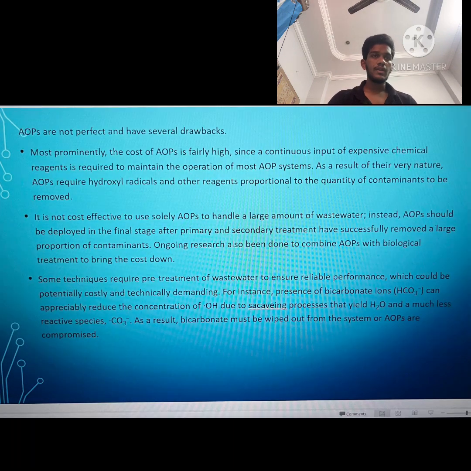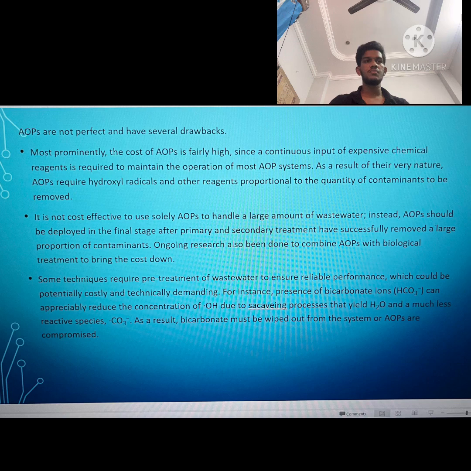Next, AOPs are not perfect and have several drawbacks. Most prominently, the cost of AOPs is fairly high since a continuous input of expensive chemical reagents is required to maintain the operations of most AOP systems. As a result of their very nature, AOPs require hydroxyl radicals and other reagents proportional to the quantity of contaminants to be removed. It is not cost effective to use AOPs solely to handle a large amount of water wash.